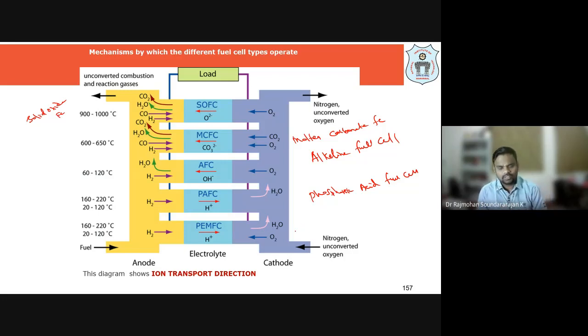So each has its temperature range for its application. Okay, so you can see the temperature range. These PEM fuel cells can be used for 20 to 120 degrees Celsius, or high temperature 160 to 220 degrees Celsius. Remember, the membrane may get damaged; their activity, water uptake, all that depends upon the temperature. So that's why it limits the temperature application.